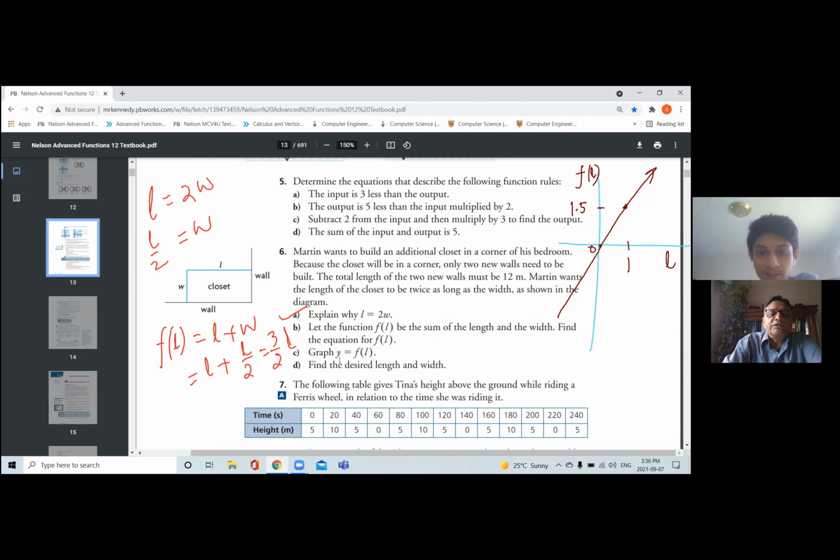Sir, when it says continue, find the desired length and width, what are we given? You just use 12 and you solve for L and W, right? Yeah. So you've got one equation.